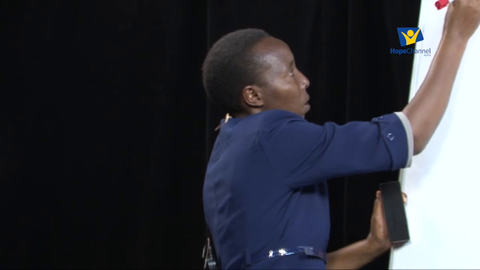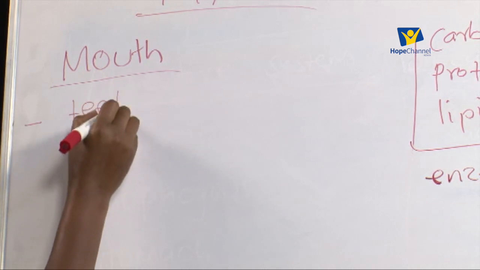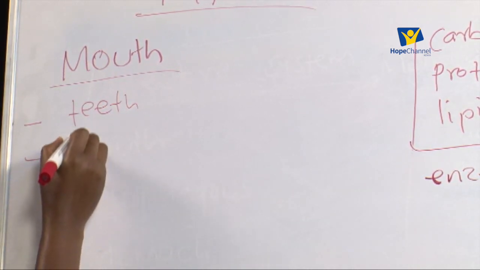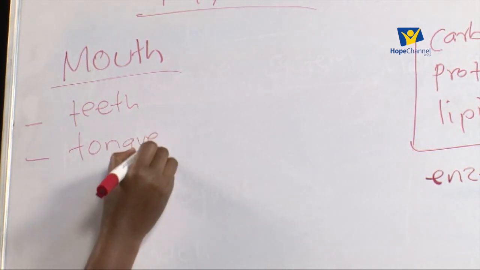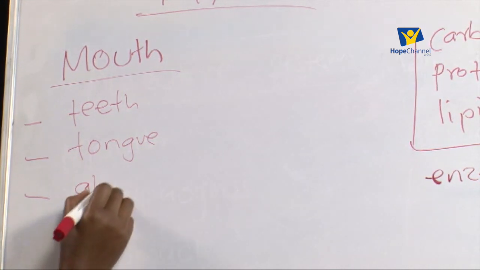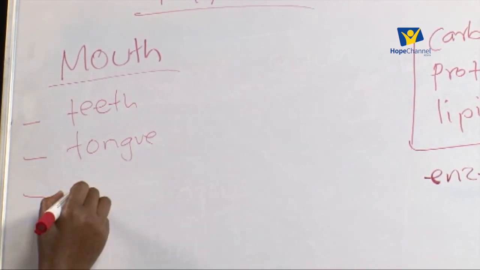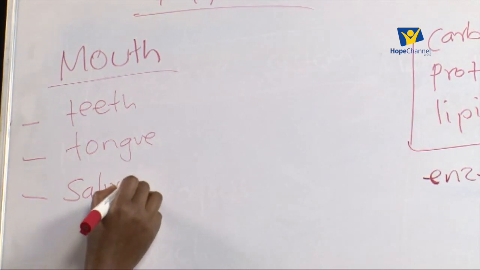I want to start the whole process. The process of digestion starts in the mouth. So where are we? In the mouth. Now, what do we find in the mouth? Number one, we have the teeth. Two, we have the tongue. Three, we have the glands. And to be specific, which gland? Salivary glands. So we have salivary glands.